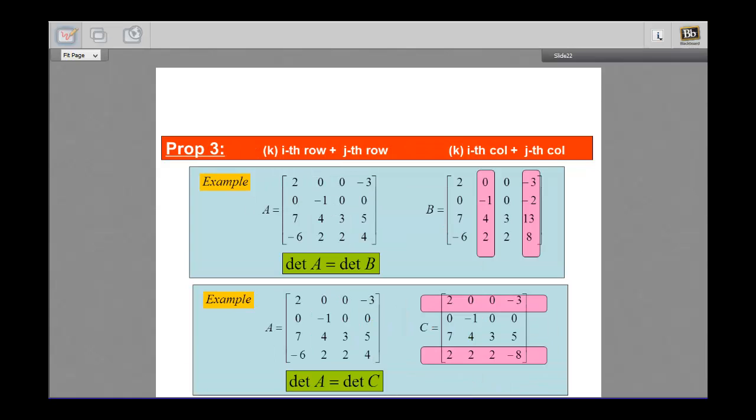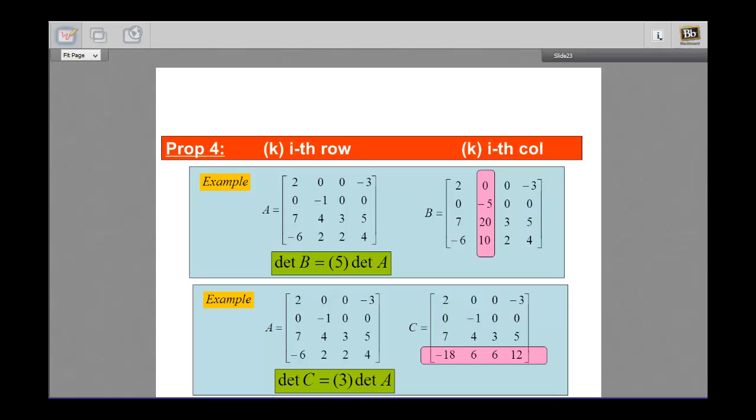Now, property number 3 says that if we interchange the ith row with the jth column, then the determinant of A will be equal to the determinant of B. Similarly, in the case of rows, we can also say that if both the rows are the same, then these two determinants are equal.